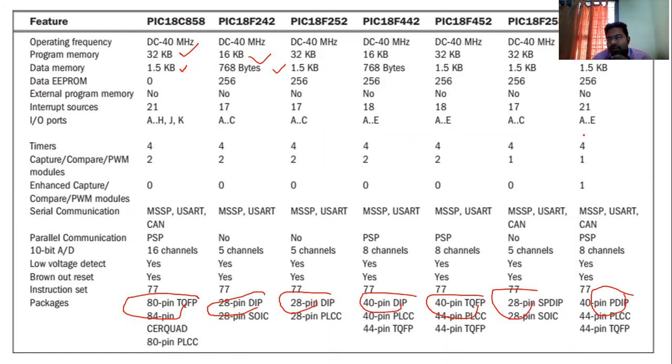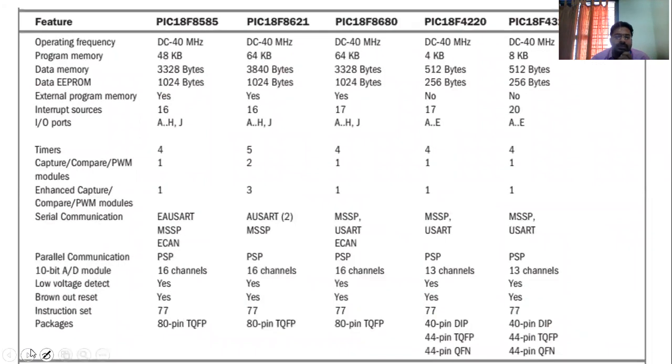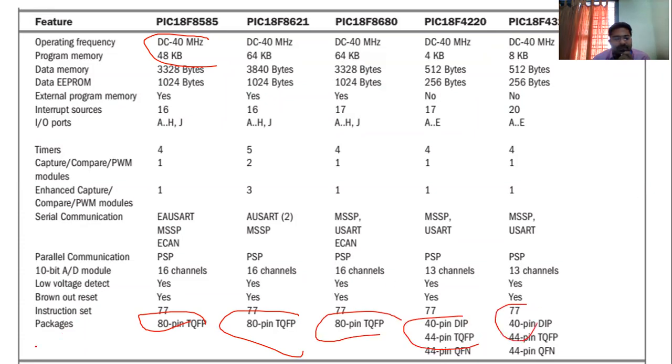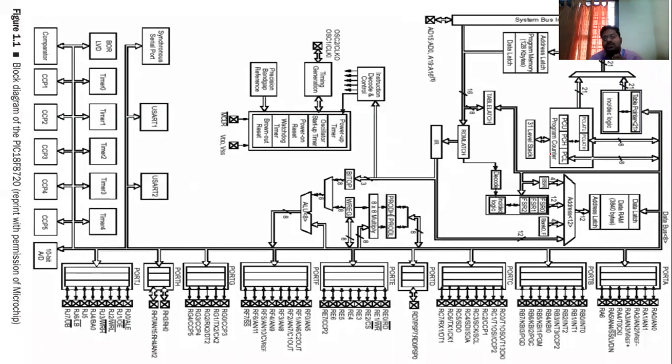In our syllabus, only PIC 18 is given. These are the different types of PIC 18 families. See this, 40 pins are there, then 25 pins are there. This series has 80 pins, then 80 pins, then 80 pins, 40 pins, then 40 pins. Now this is a basic block diagram of one of the PIC 18 series.